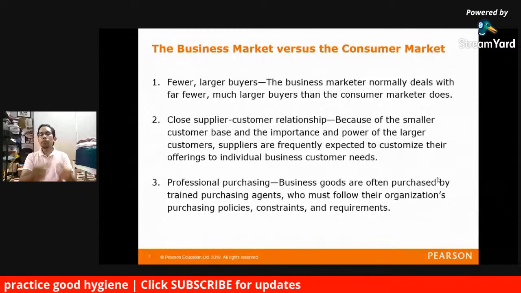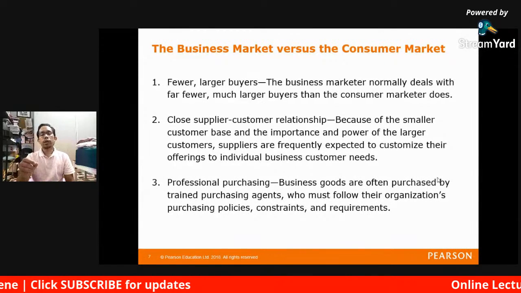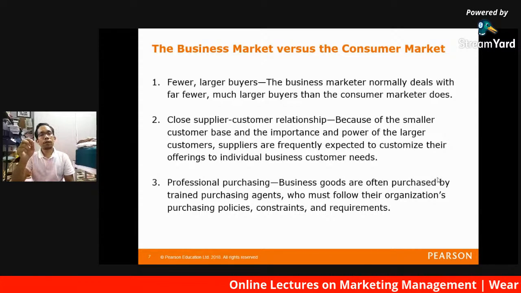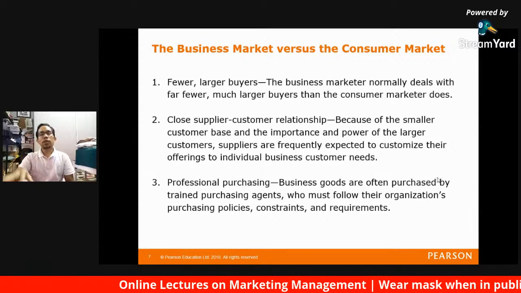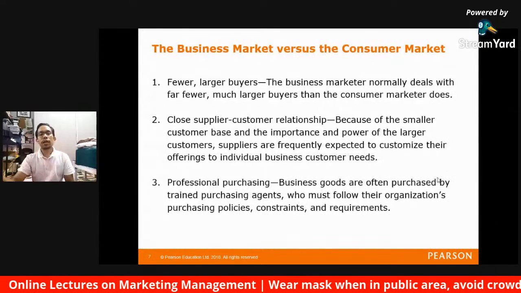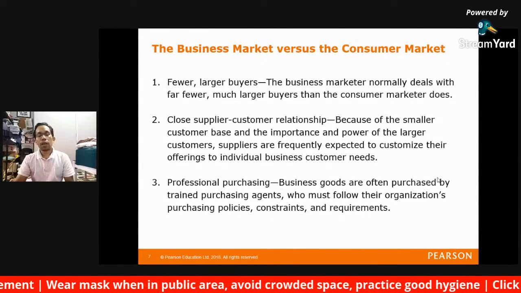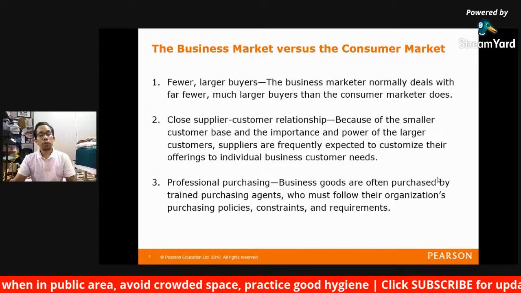you do not buy a kilo. You are not buying a kilogram of sugar since you run a restaurant business. You need to buy maybe 50 kilos. 50 kilos of sugar.